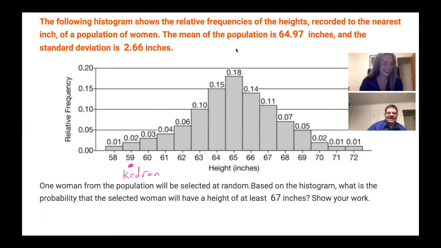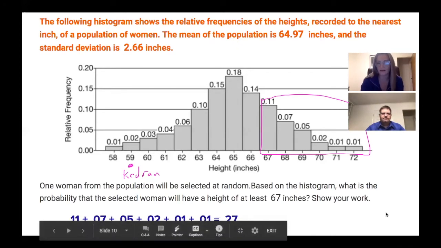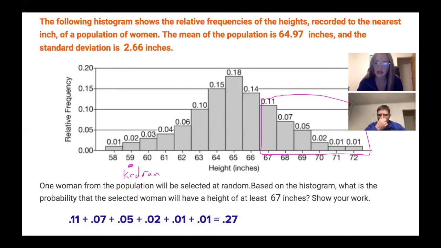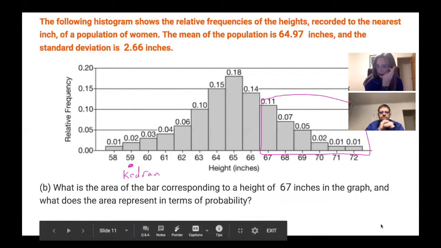Okay, at least 67. That means we want the ones that are 67 or higher. So we want to take all of these people and add them up. If it's at least 67 inches, then it's 67, 68, 69, you know, obviously. And then you just add the probabilities. So the graph is really nice, especially when the probabilities are given, because you're literally just adding probabilities that match whatever's been asked in the problem, okay?